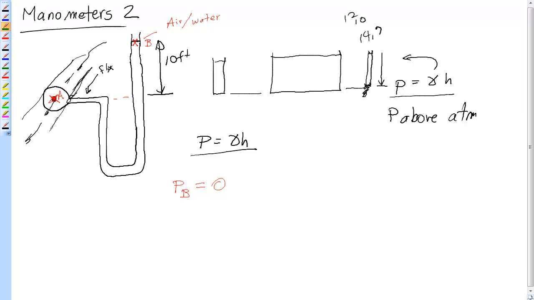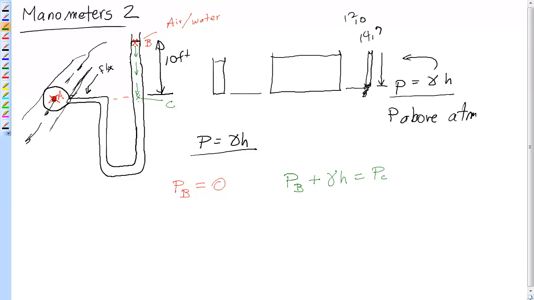Now I start moving up and down from my location. So I start moving this particular direction. I move down to here. So if I start at pressure B and then I move down, what happens to me? As I'm moving down, my pressure is going up. So I'm increasing gamma through the water I'm going through, or the fluid I'm going through, times H that I went in that fluid. I stop at this particular location. I'll call it C. So that would be pressure at C.